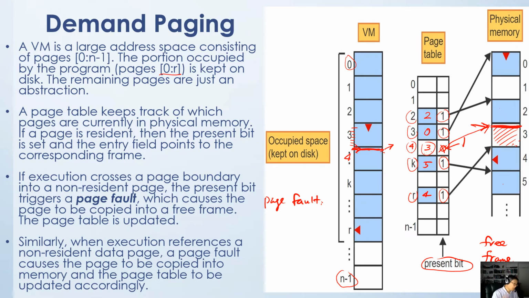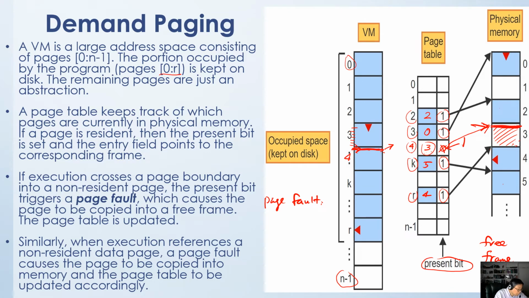We can continue doing this way if the page is needed, but it's not in the physical memory. Then we have a page fault, and the page fault is going to find a free frame and load this page into that free frame and update the page table and update the present bit from 0 to 1.